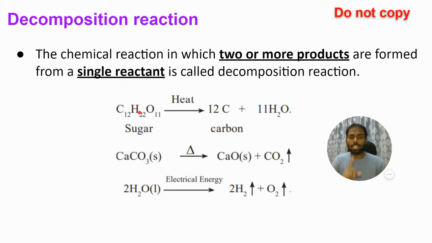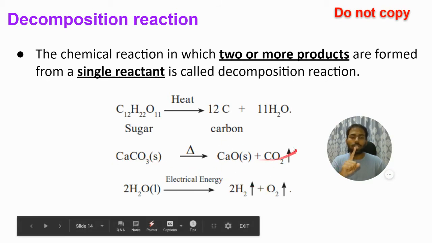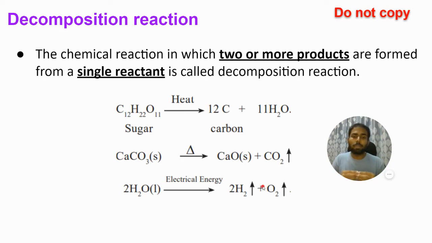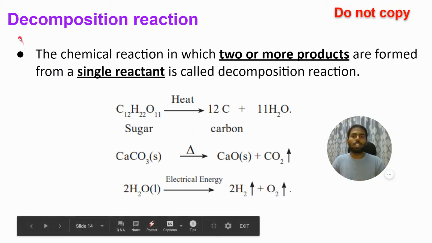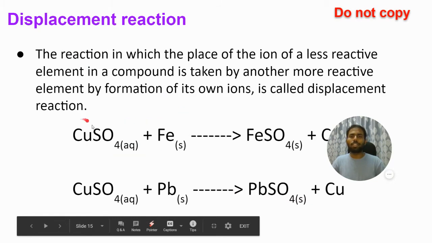So if you see sugar, there was only one reactant, and it broke into two pieces, carbon and water. Similarly here, calcium carbonate was one reactant, and it broke into two pieces, calcium oxide and carbon dioxide. And last, there was only one reactant, water, and it broke into two pieces, hydrogen and oxygen. Okay, so all these compounds are being decomposed. Decomposition, it's being broken down into different smaller pieces. That is why it is called a decomposition reaction. Okay, let us move ahead.